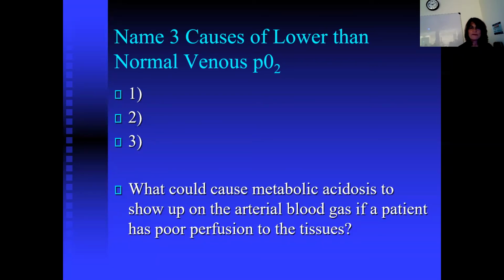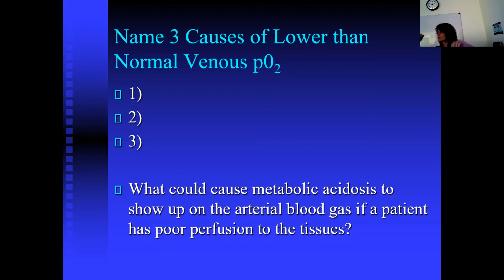I think I'm using too many fancy words here. So low O2 to the tissues causes the tissues to create energy using anaerobic metabolism. Okay, anaerobic metabolism creates lactic acid. So lactic acid forms. Lactic acid forms, and that's what causes metabolic acidosis.